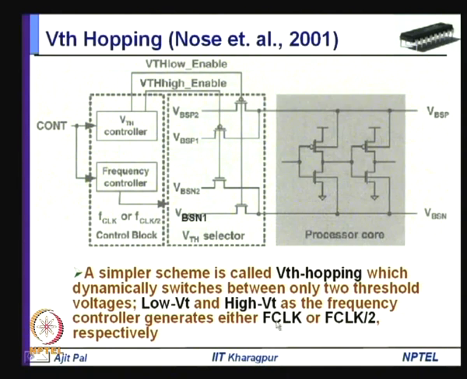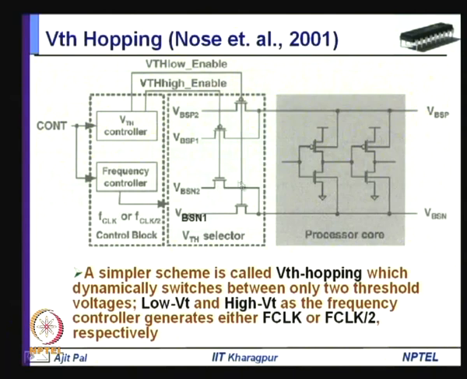You will be switching between the f clock, low Vt pair and the f clock by 2, high Vt pair. Here is the corresponding hardware that you will require. You can see the control signal may be coming from the operating system. The operating system will send a control signal, and the VTH controller will select either a high threshold voltage for the PMOS transistor, so high VBSP2, and at that time we will be using high VBSN2, that means high threshold voltage.